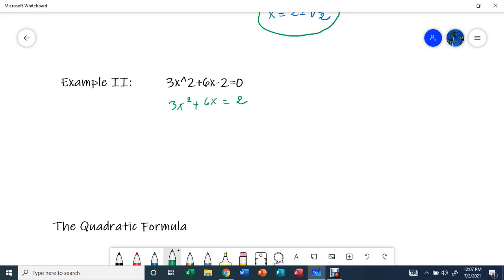Second step, dividing both sides by 3. So we get x squared plus 2x equals 2/3. Third step, adding b over 2 squared. So adding b over 2 squared, in this case, is 2 over 2, which is just 1. So I'm going to add 1 to both sides here.